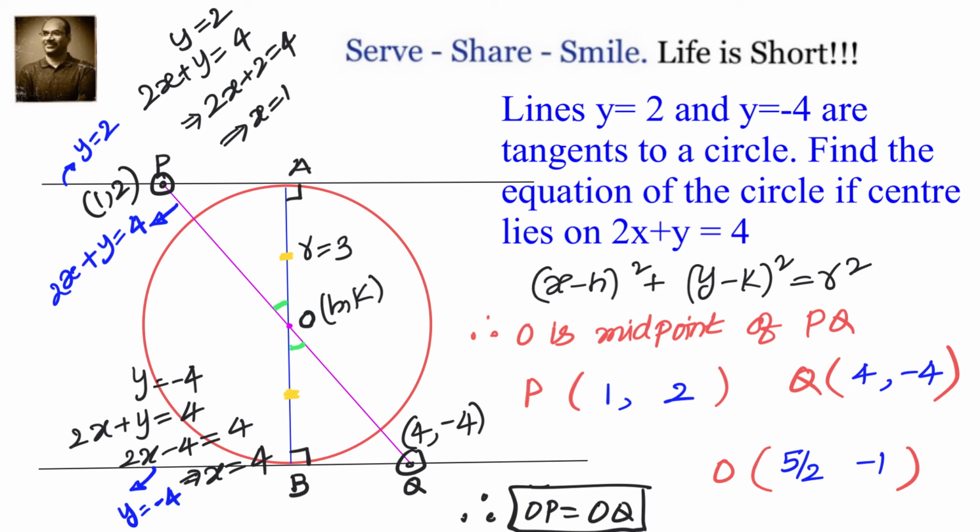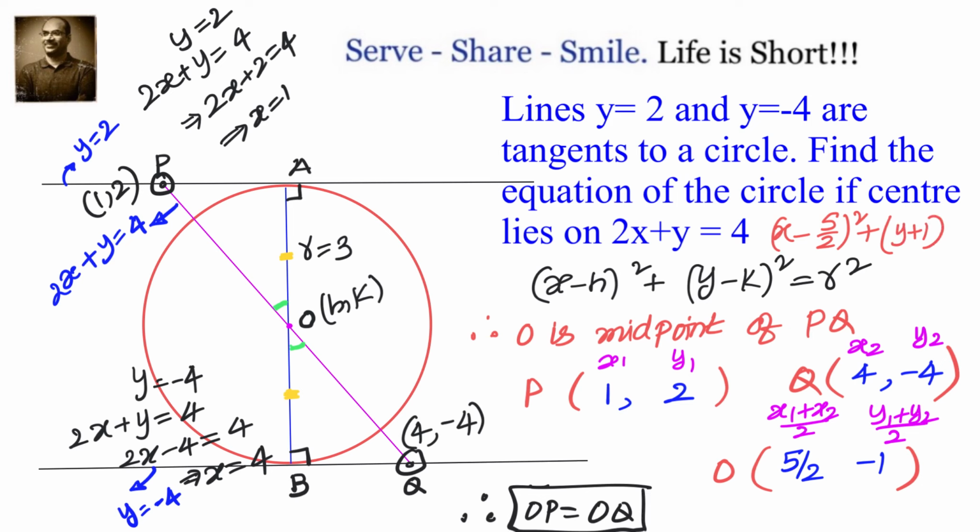(1 plus 4) by 2, (2 minus 4) by 2. What is the formula we have used? If (x1, y1) and (x2, y2) are the points for which we have to calculate the midpoint, then the midpoint is given by ((x1 plus x2) by 2, (y1 plus y2) by 2). Now once we know the center coordinates are (5 by 2, minus 1), we can easily say that the equation of the circle is (x minus 5 by 2) whole square plus (y plus 1) whole square equals 3 square.